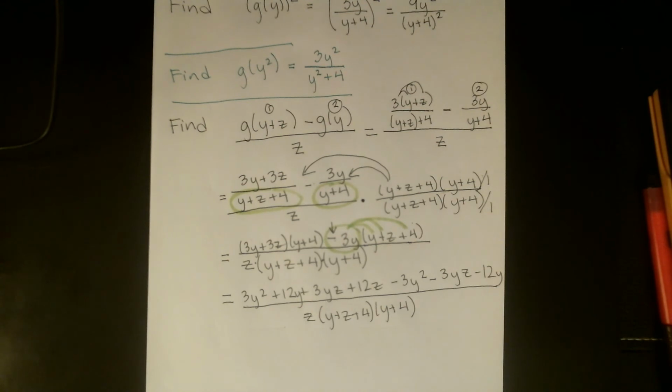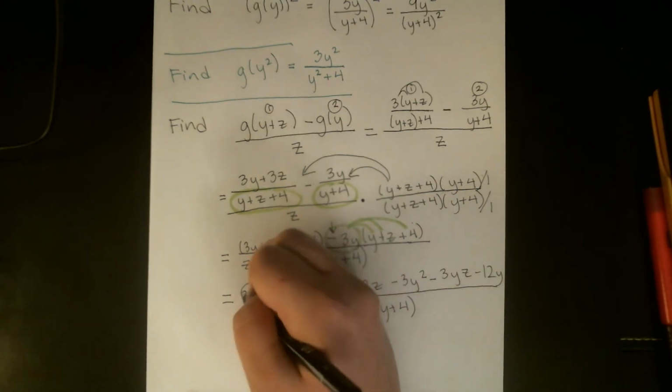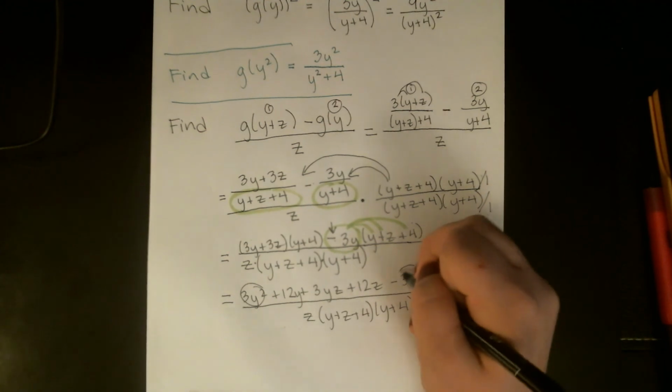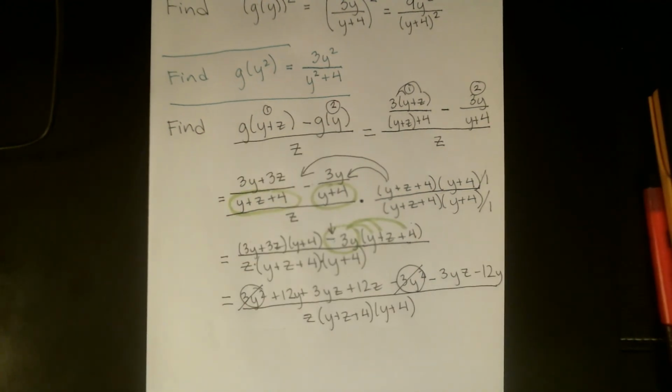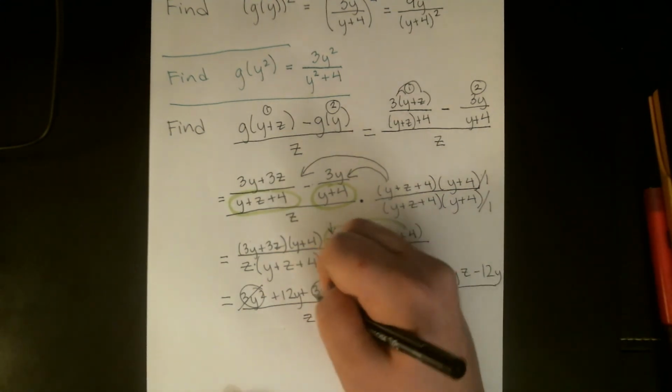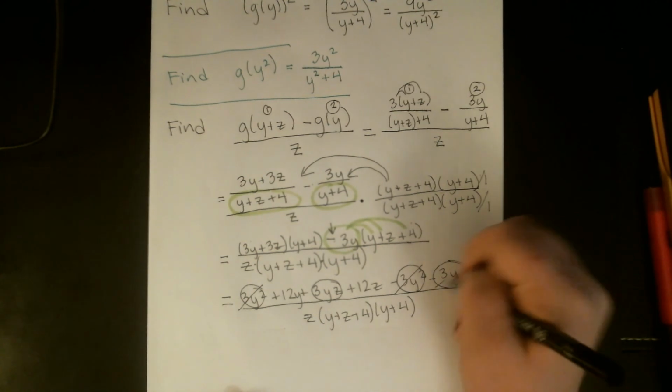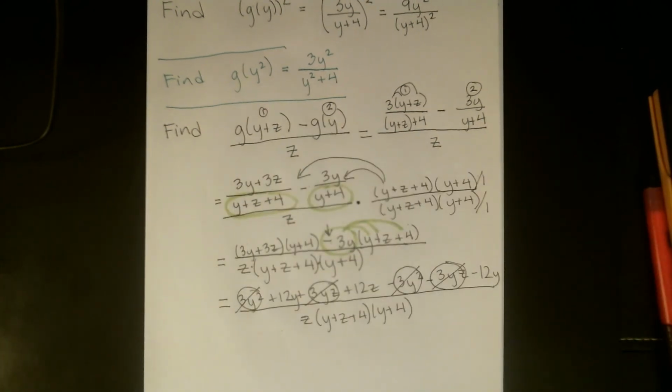Okay. So checking out what's going on in the top, I have some terms canceling out. I see that there's a 3y squared here and a negative 3y squared here, which means when I add those up, I will be left with 0. I can wipe them out completely. I also see a 3yz and a negative 3yz. Those will wipe each other out.